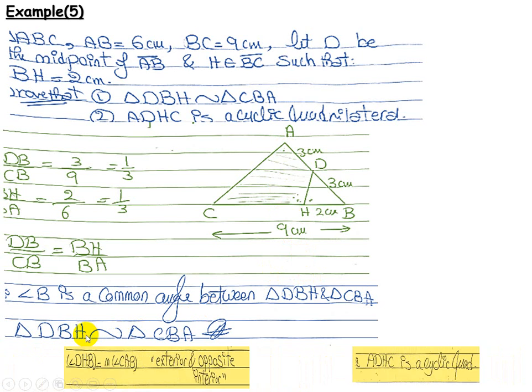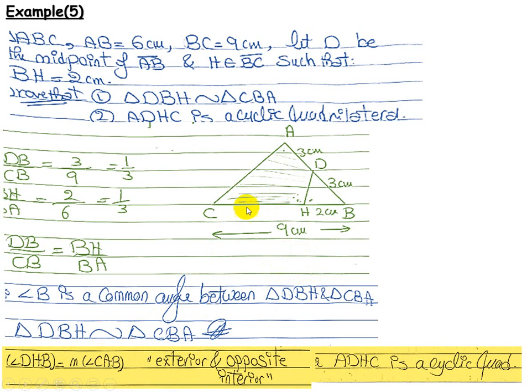We noted that from the similarity of the two triangles, angle DHB equals angle CAB, and they are an exterior angle and the opposite interior angle, which means that the figure ADHC is a cyclic quadrilateral.